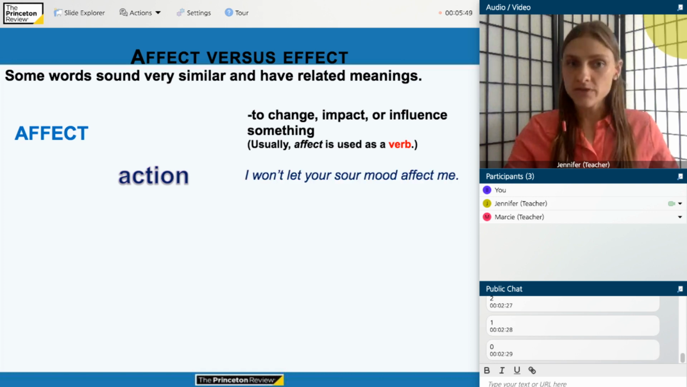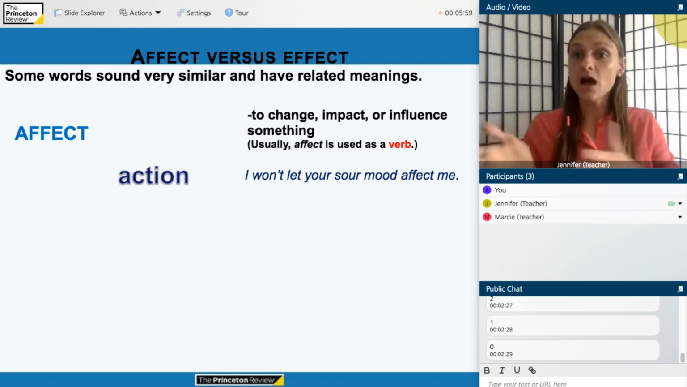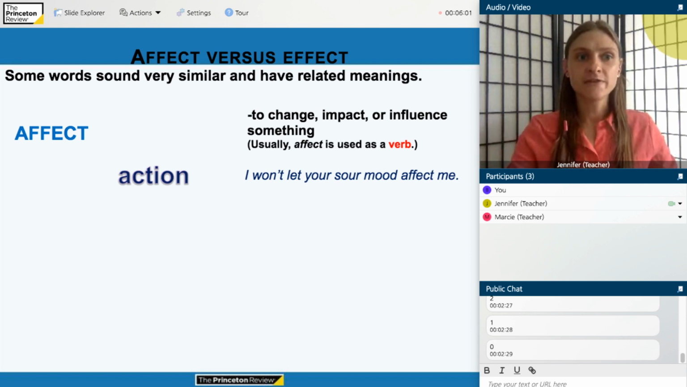And then we have the sample sentence here. I won't let your sour mood affect me. Okay, so that's your example here of seeing affect in action. Affect is your verb. Won't let it affect me.